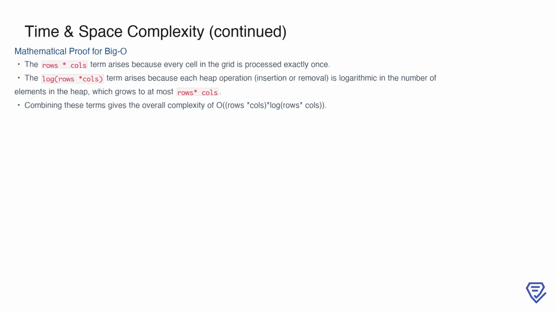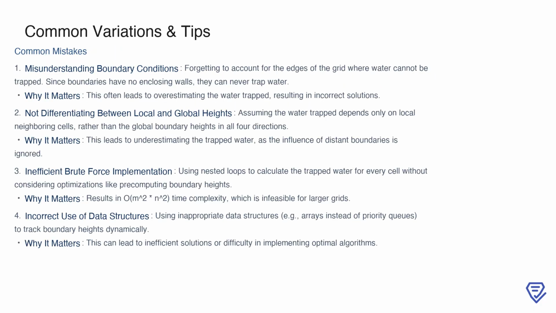Combining these two terms, we get the overall time complexity of O(rows * cols * log(rows * cols)). This mathematical proof solidifies our understanding of why the algorithm is both efficient and scalable for large grids. When tackling this problem, there are several common mistakes to watch out for.